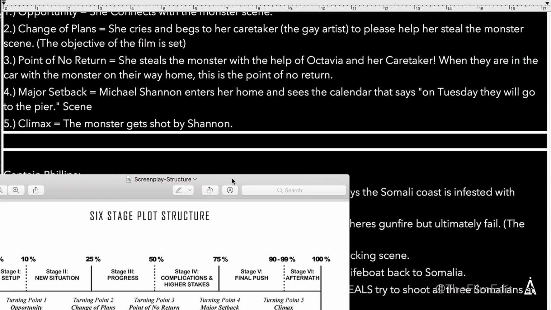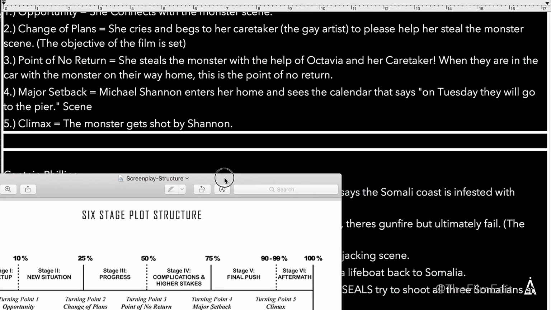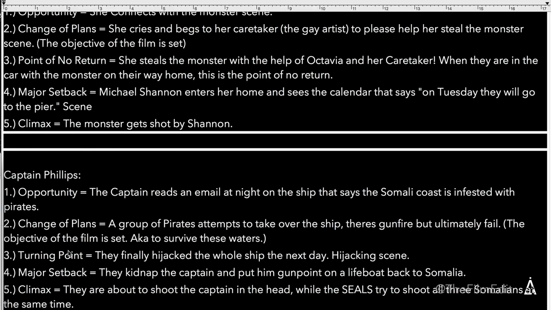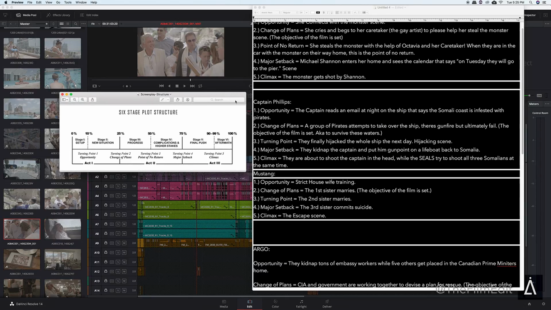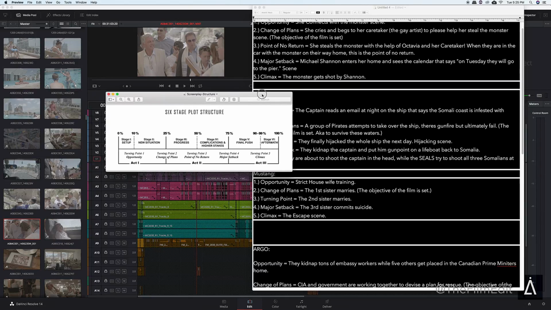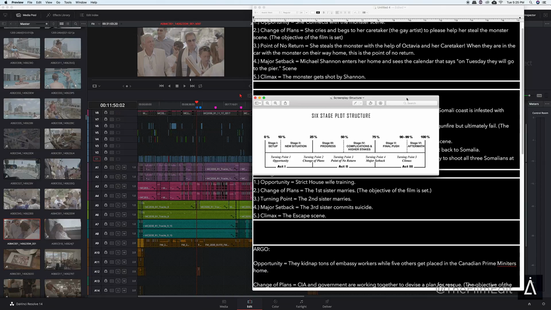They hijack the film. The major setback where everything is lost. There's an insane amount of conflict, and that is where they kidnap the captain and put him at gunpoint on a lifeboat back to Somalia. So, as you guys know, the famous orange boat where they kidnap him, and so everything is lost. We thought, okay, they're gonna take $30,000 and they're gonna leave, and we're so happy because they're gonna leave and happy ending. Nope, let's kidnap the captain.